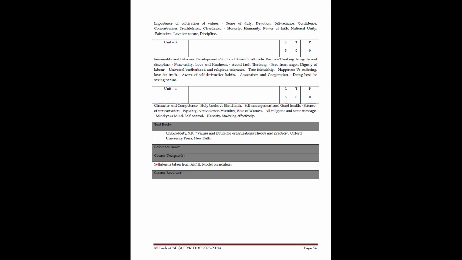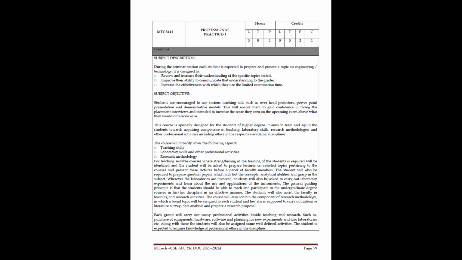And these are the audit courses. Now comes Professional Practice 1. So in Professional Practice 1, basically what you're doing here is improving your teaching, laboratory, as well as research skills. Certain assessments would be given to check your teaching skills, laboratory skills, and research methodology skills.